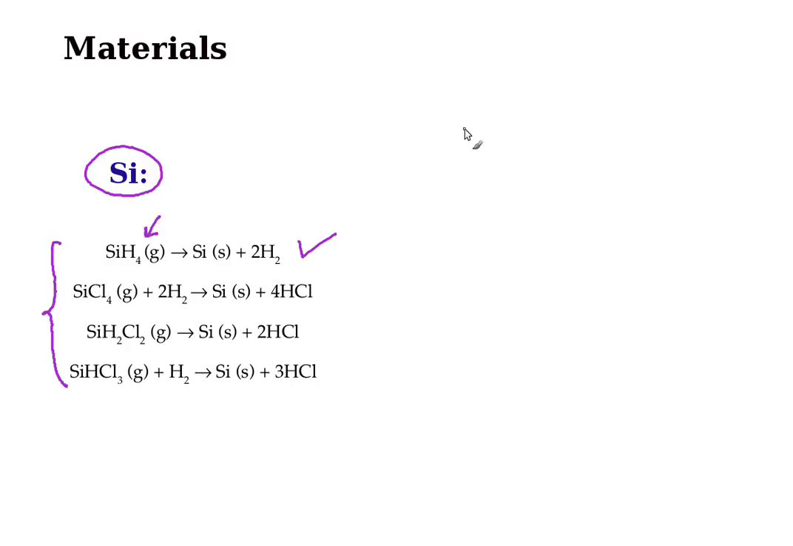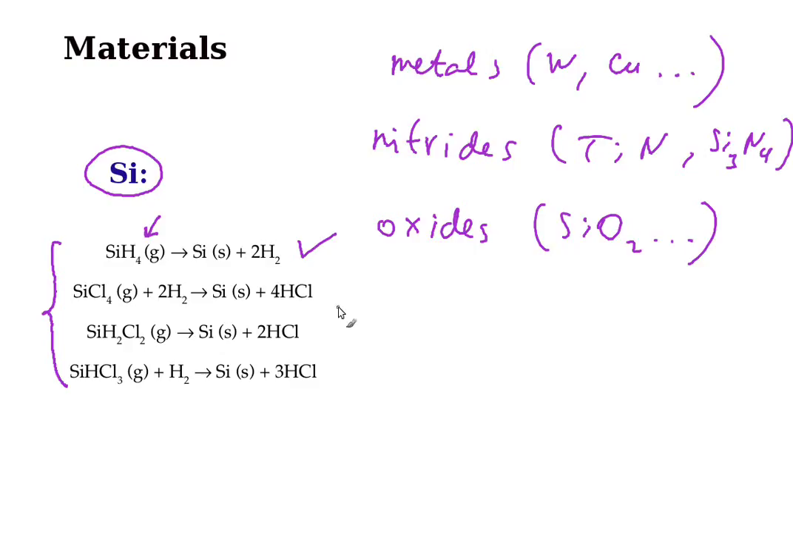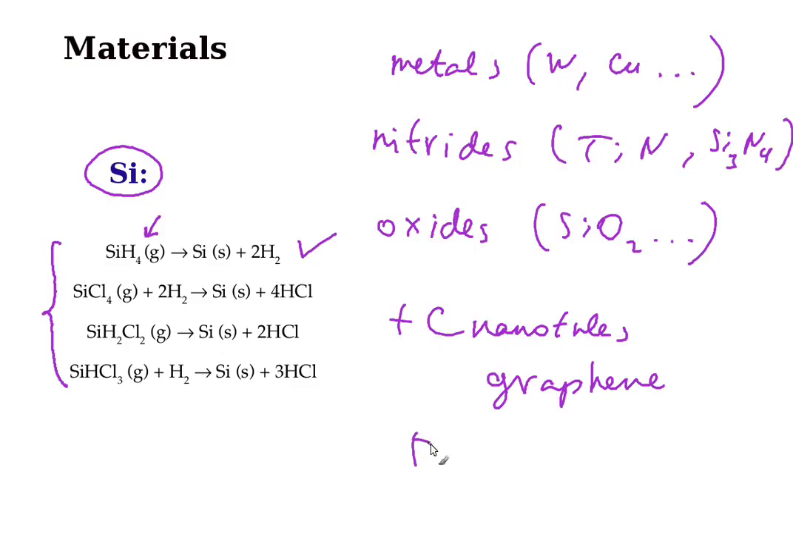It's possible to deposit other materials with CVD techniques. Metals, for example, like tungsten or copper, and so on. Nitrides, titanium nitride, silicon nitride, and so on. Of course, oxides are very important. Silicon oxide is the major dielectric for microelectronic applications. And recently, nanotubes became popular, and graphene layers. And even polymers are possible to deposit with CVD.